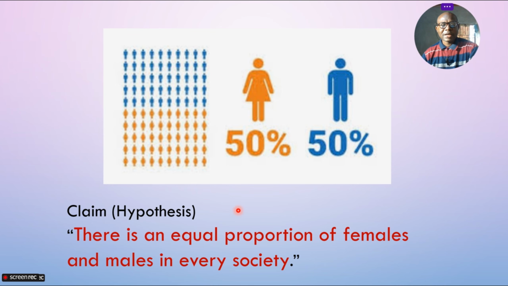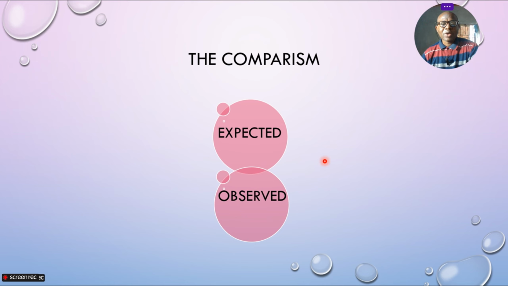Okay, so essentially, if this is actually true, we are going to have what we call the expected. And then we're going to compare that with what we actually observe on the field. So chi-square test tries to compare what we expect to get based on the claim we have made with what we got based on the data we got on the field.